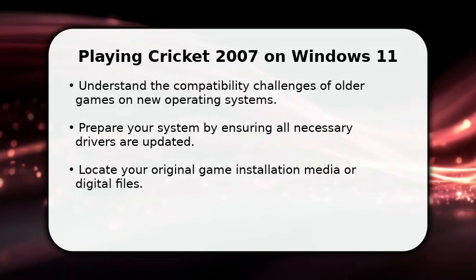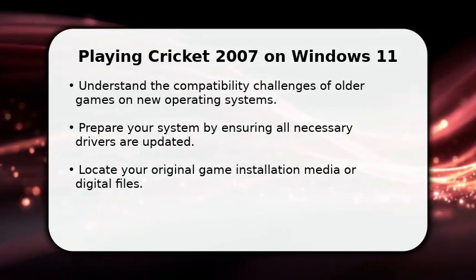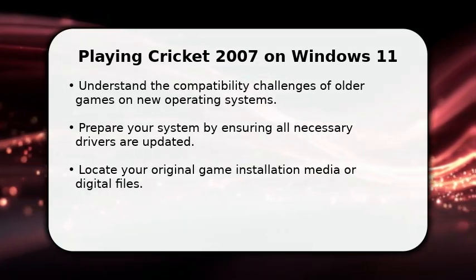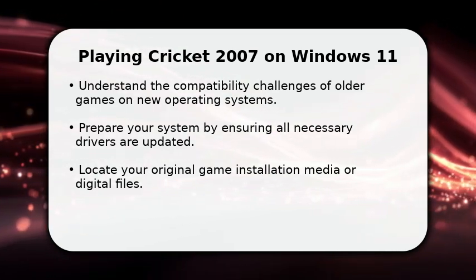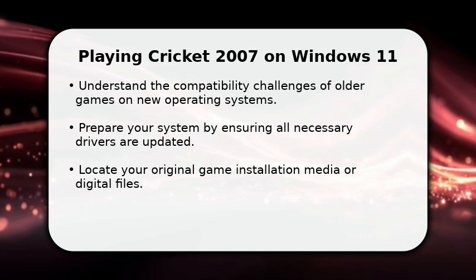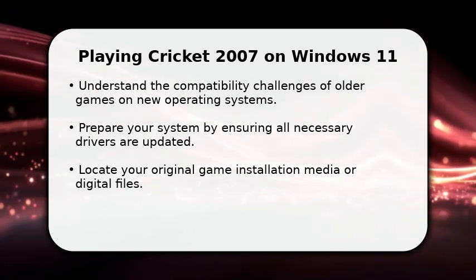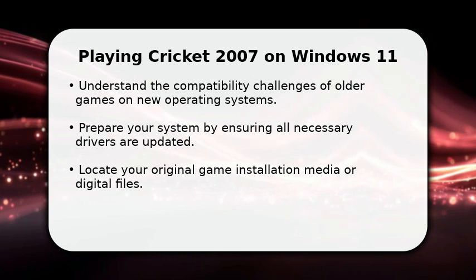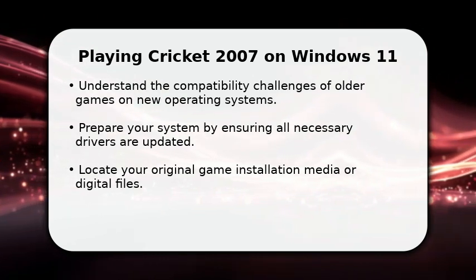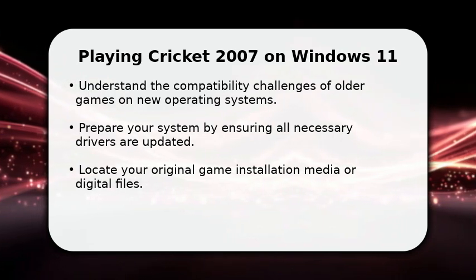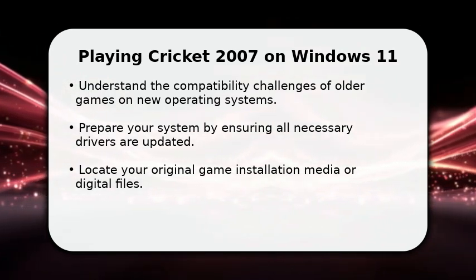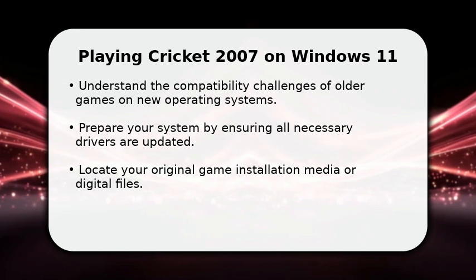In this video, I will explain how to play EA Sports Cricket 2007 on Windows 11. First, ensure your system meets the basic requirements and that all your drivers, especially graphics and sound, are up to date. Next, locate your game installation files, whether from a physical disk or a digital download. This initial preparation is crucial for a smooth setup process and to avoid common issues later on.